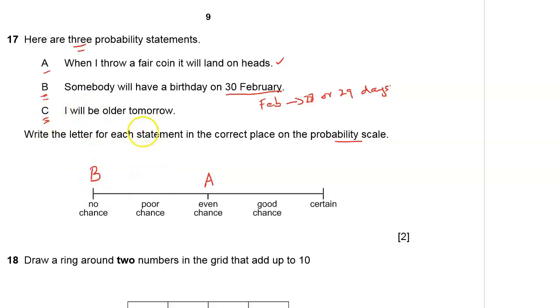Then we go to C. I will be older tomorrow. Of course, that is certainty. That is, the probability of that happening is 1. Therefore, C is right there at certain.